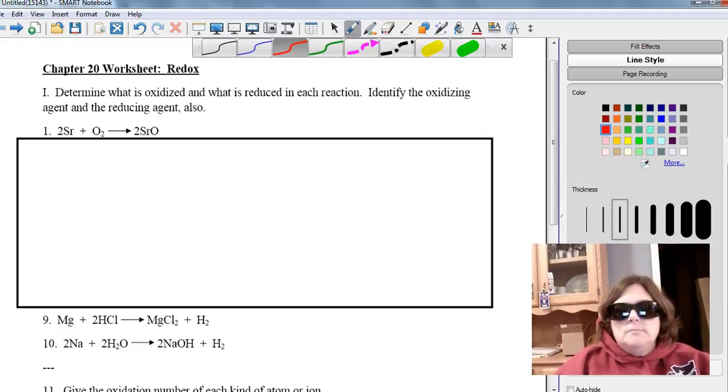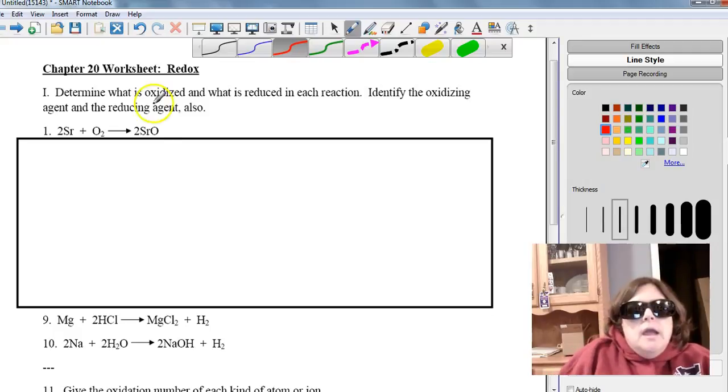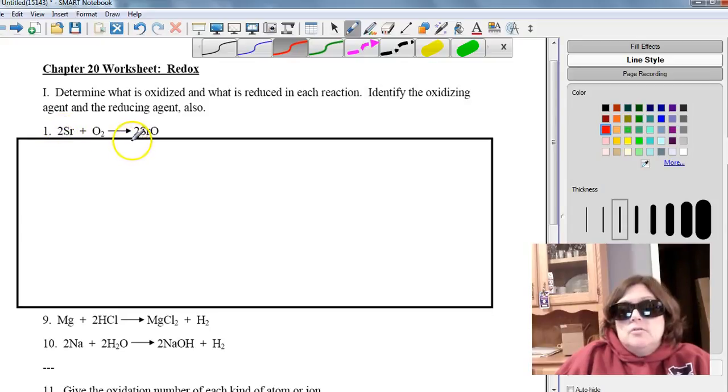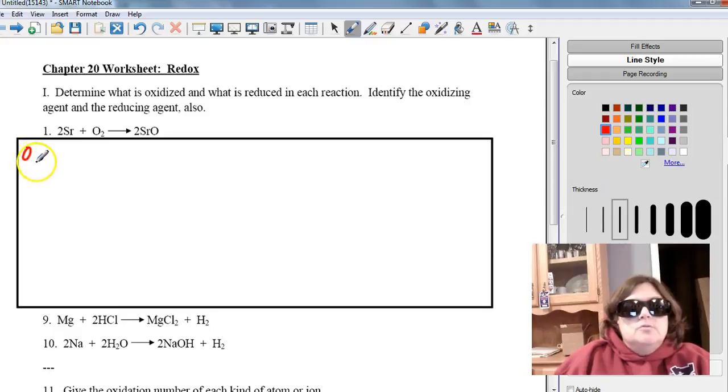Okay, I found a worksheet, and so we're going to do some practice now. We have strontium and oxygen, and we are going to put those together. The question asks what's being oxidized and what's being reduced. So if we start with what's being oxidized, strontium is a 0, oxygen is a 0 because they're elements.